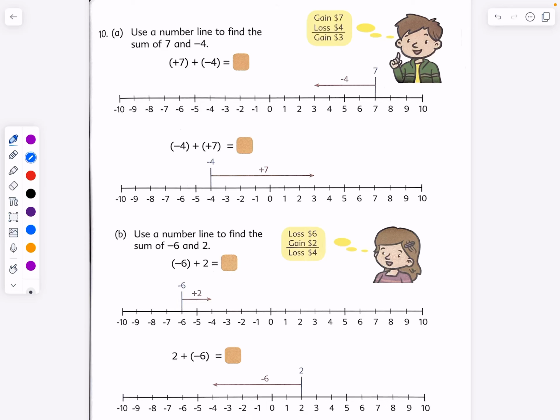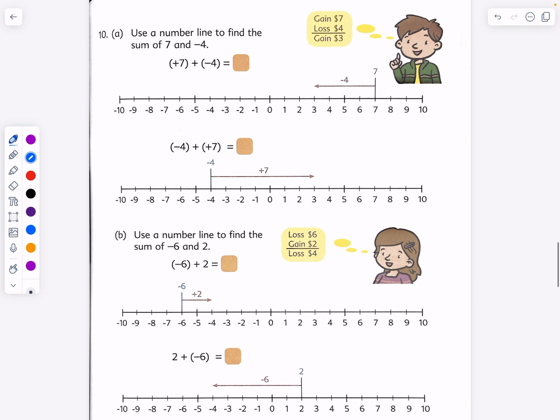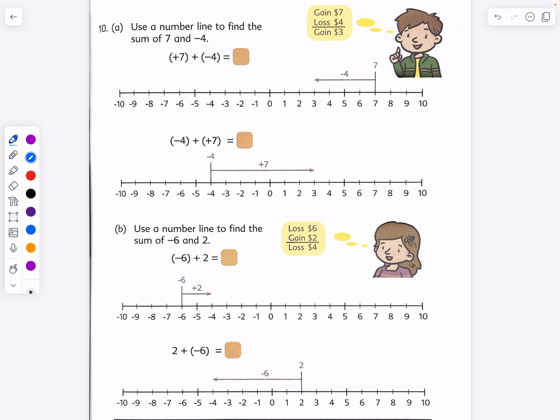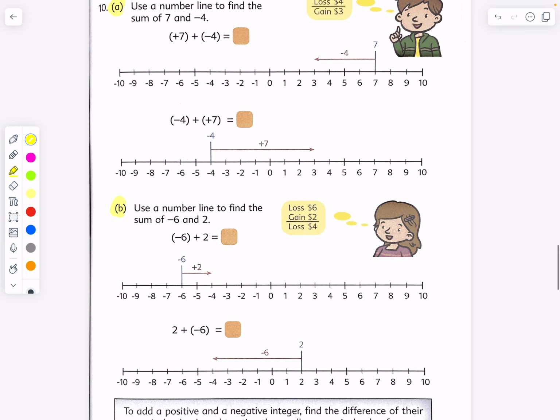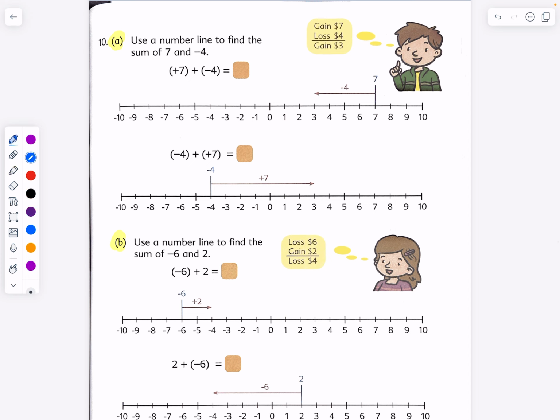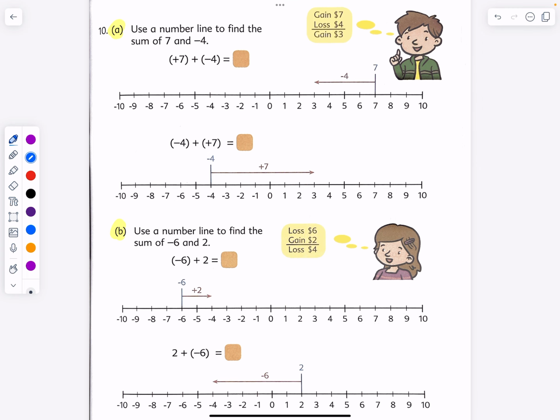Hello, we continue to add and subtract integers, including positives and negatives and their negations. So we're starting on page 153 with number 10a. Notice we have 10a and 10b. So what do we have? Use a number line. That's a helpful tool, but eventually we will remember the rules. Use a number line to find the sum of 7 and negative 4.